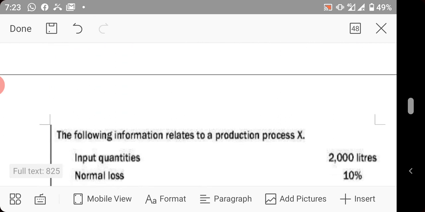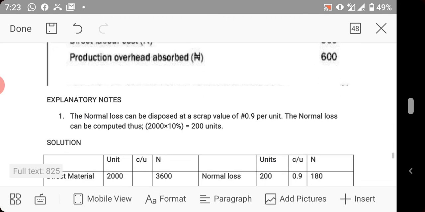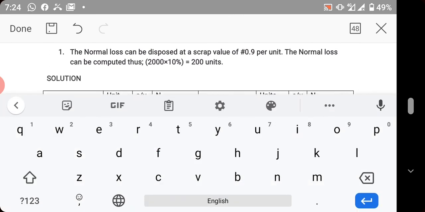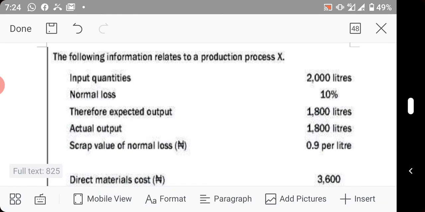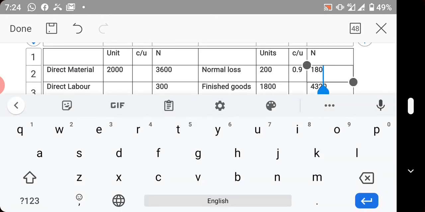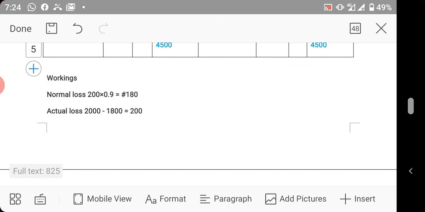So we'll take the same question. The only thing that changes is that there is now scrap value. So everything remains the same in the solution, but scrap value is now 180. Since it is 180 now, everything will change. So in the workings, normal loss is 200.